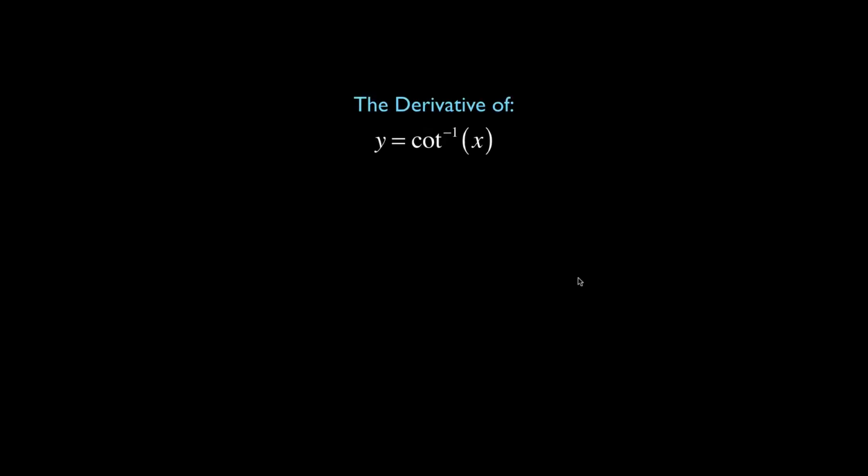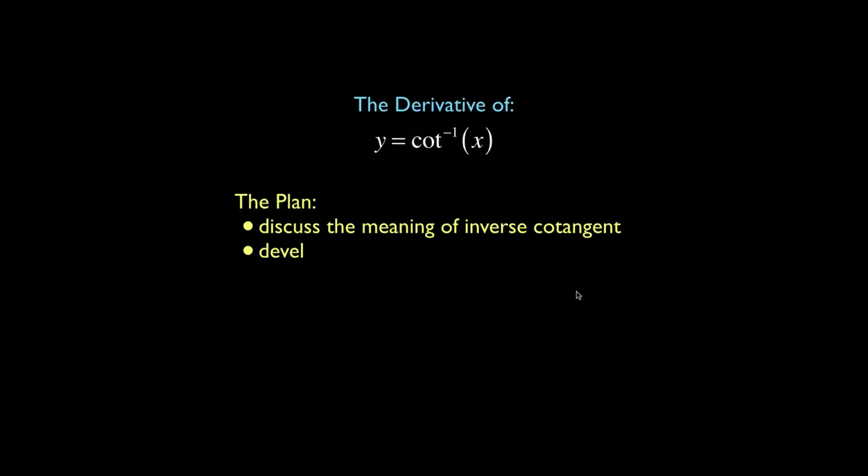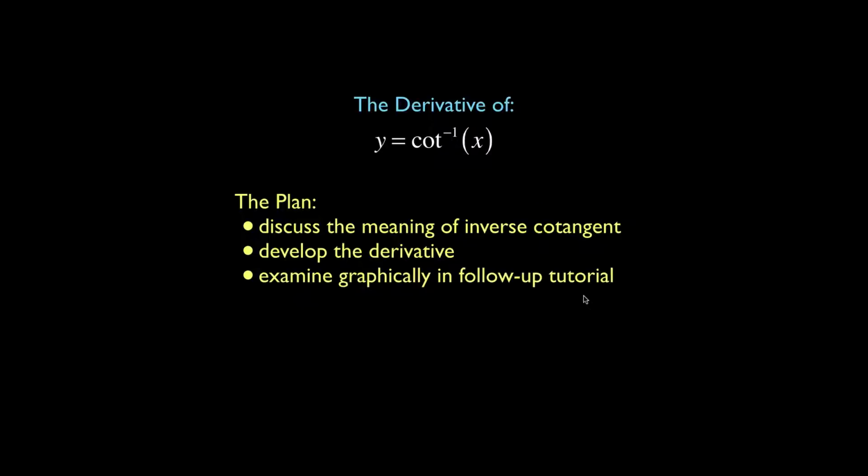In this math talk, I'm going to develop the derivative of the inverse cotangent function, and to do that I'm going to split this into two videos. In the first, I'm going to discuss the meaning of the inverse cotangent, because that's sometimes a bit fuzzy for students, and then I'll follow that with the development of the actual derivative using algebra and some work with right triangles. The second video will be optional for viewing, but I strongly encourage it because I will examine that derivative graphically. And through that examination, I think you'll develop a much better understanding and intuition as to why the inverse cotangent derivative looks like it does.